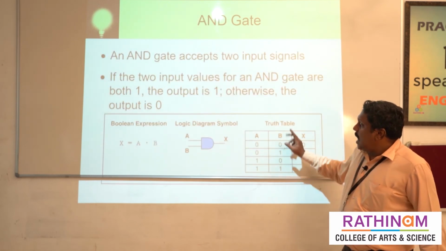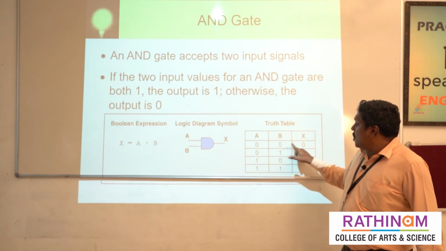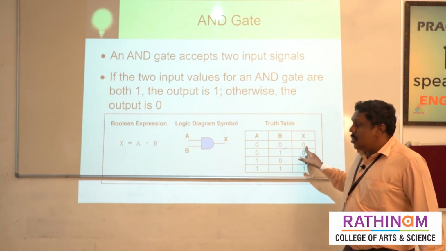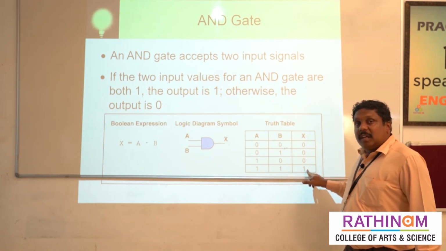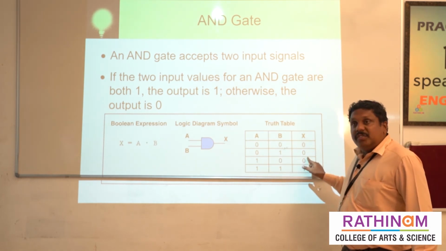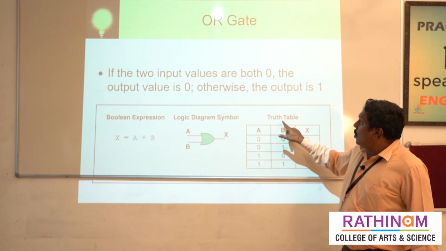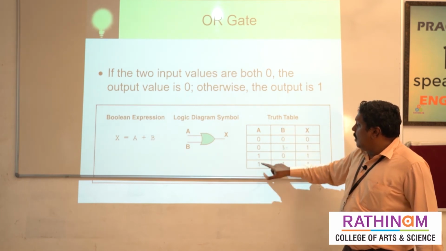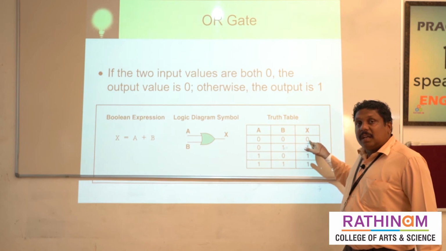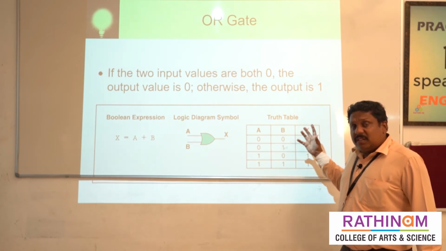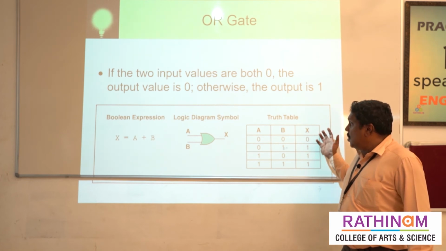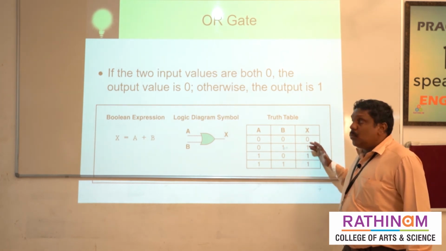Then the AND gate. Here, if the two inputs are 0, then we get the result as 0. If the two inputs are 1, we get the result as 1, otherwise we get 0. Then the OR gate. If the two inputs are 0, we get the result as 0. That means if the two inputs are 0 or false, we get the final result as 0. Otherwise, we get 1.